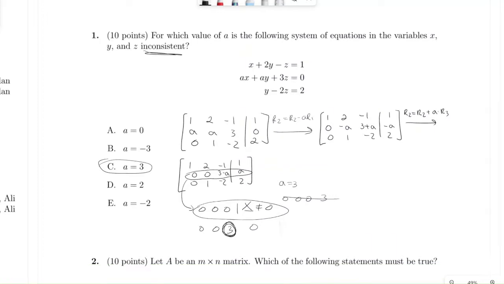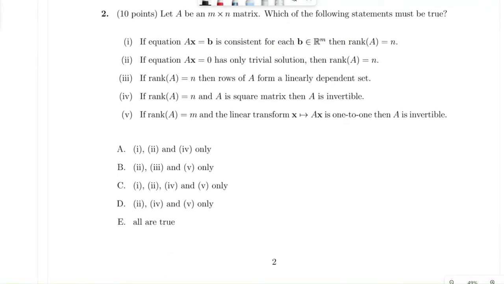So if we go to the next one, we have: let A be an m by n matrix, which statement is true. So the first statement we can look at, let me just write out: m by n matrix, that's m rows and n columns. So if we look at the first statement, we have Ax equals b is consistent for b in the vector space R^m. And then if that is true, then the rank is going to be equal to the number of columns. So the rank, remember, is the number of non-zero rows, so we should keep that in mind.